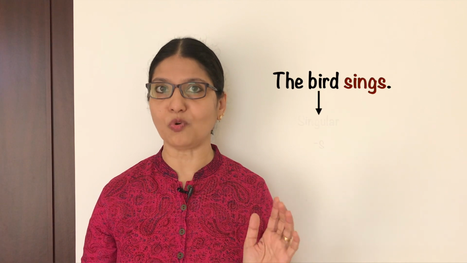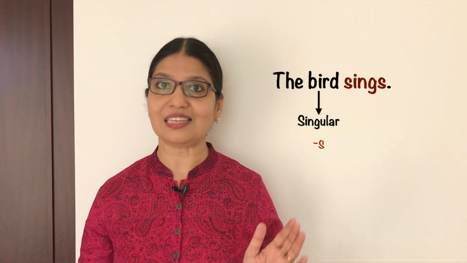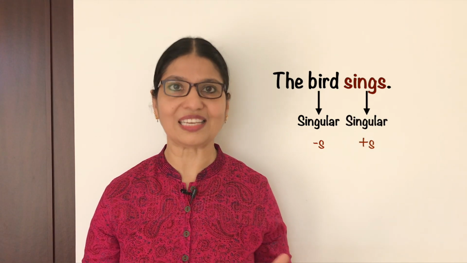For example, in the sentence, the bird sings, you can see that bird is singular and is the subject. So the verb also should be singular, so that is why I used sings. So you can see that for the subject, in order to make it singular, we remove the S, but in the case of the verb, we add an S in order to make it singular.